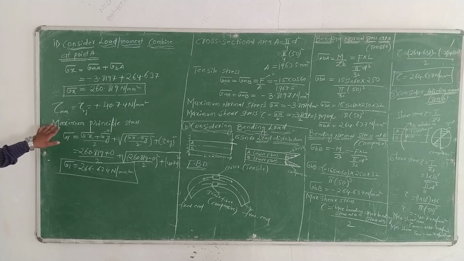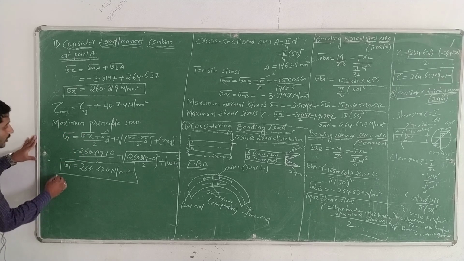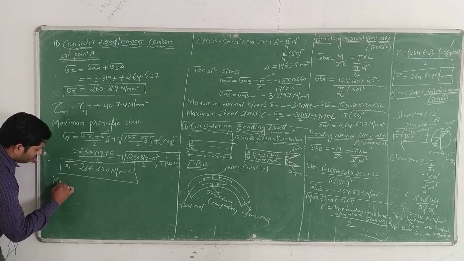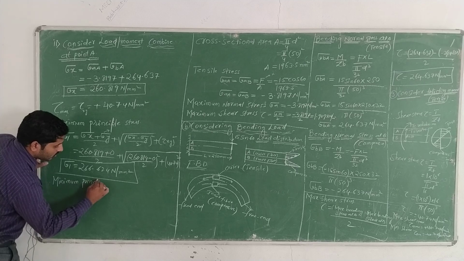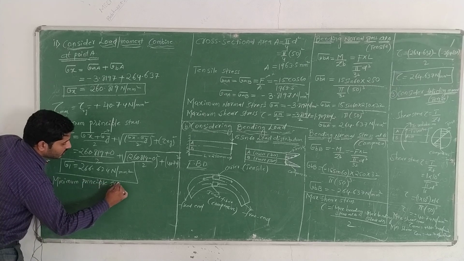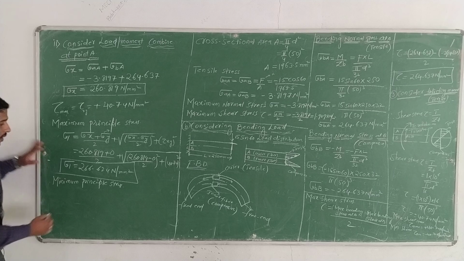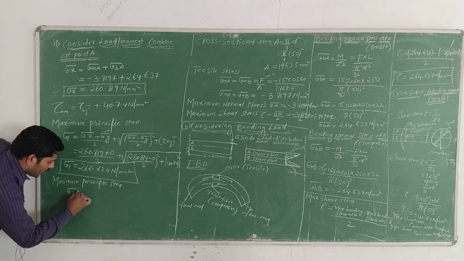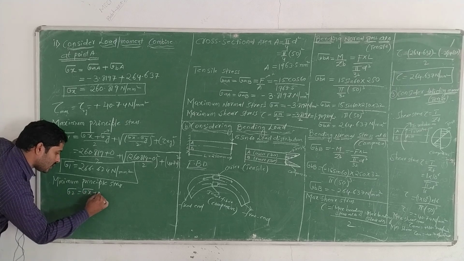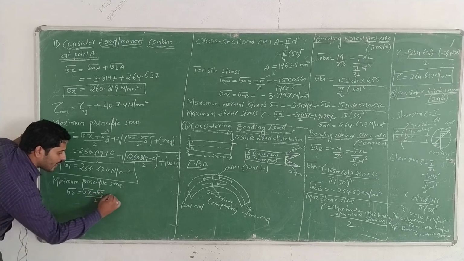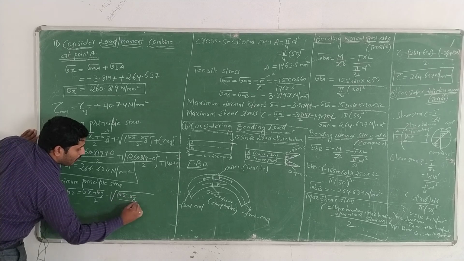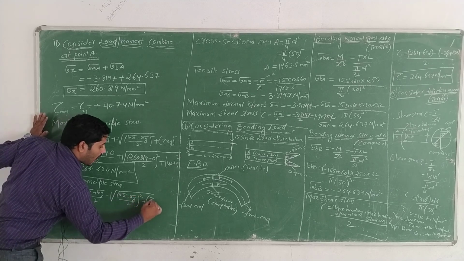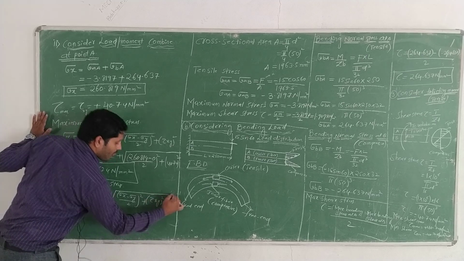Again, we need to find out the minimum principal stress. Okay dear. Sigma 2 equal to (sigma x plus sigma y) by 2 minus under root of ((sigma x minus sigma y) by 2) whole square plus tau xy whole square.